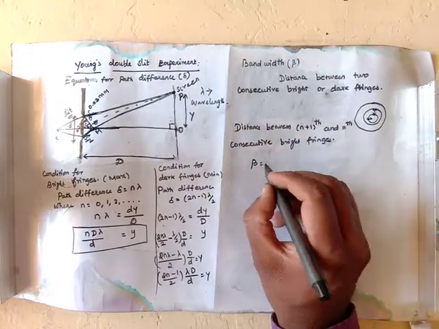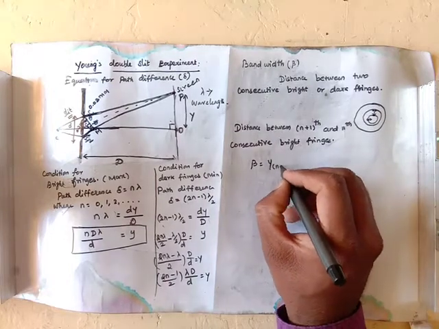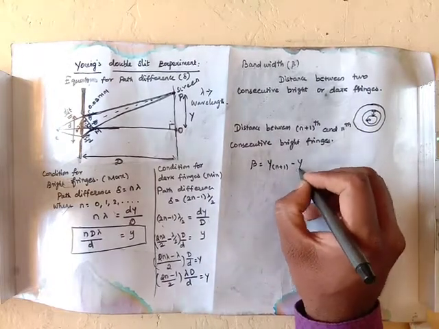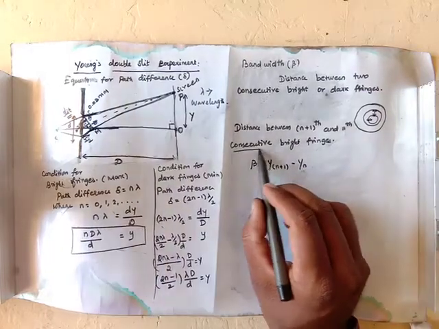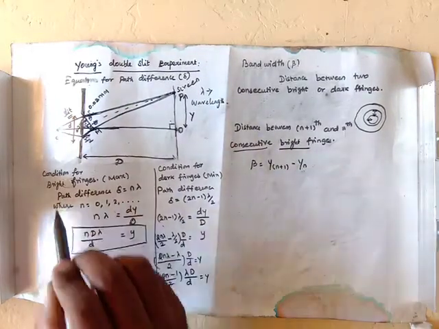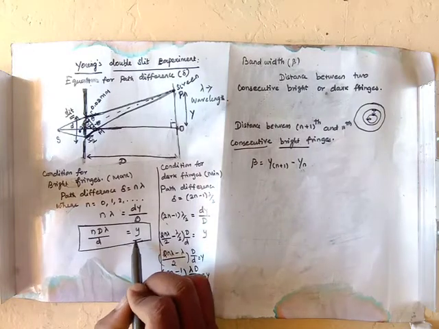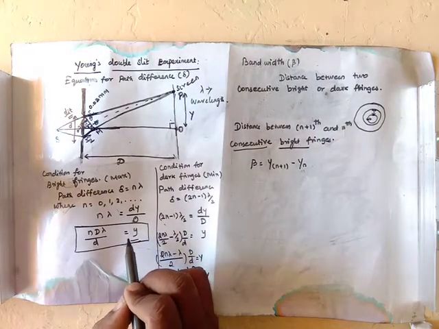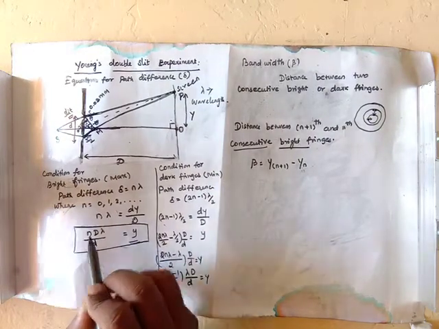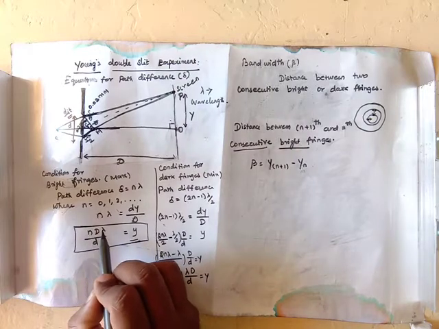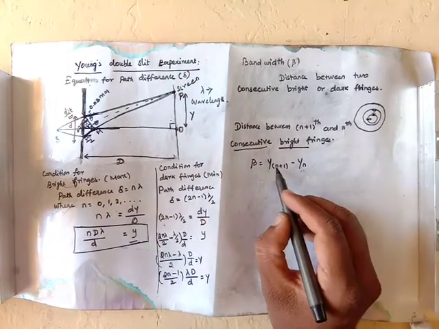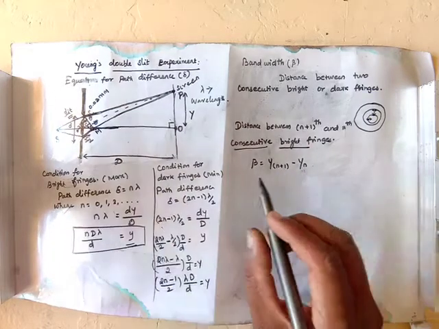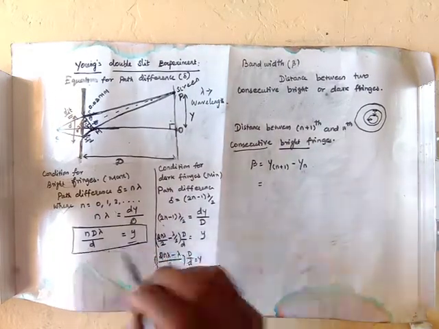Beta is equal to y of n plus 1 minus y of n. So we are taking consecutive bright fringes. For the bright fringes, from the Young double slit experiment, y is equal to n lambda D divided by d. First we are going to calculate the value for n plus 1, so y is equal to n plus 1.